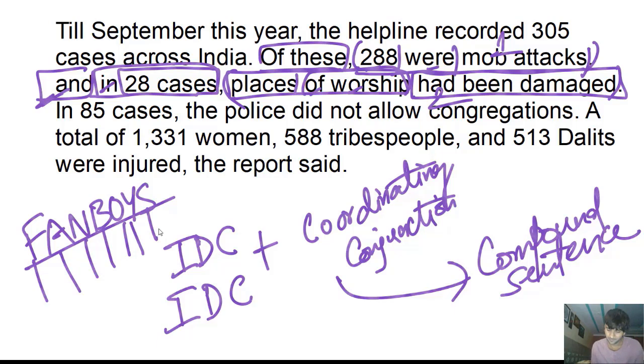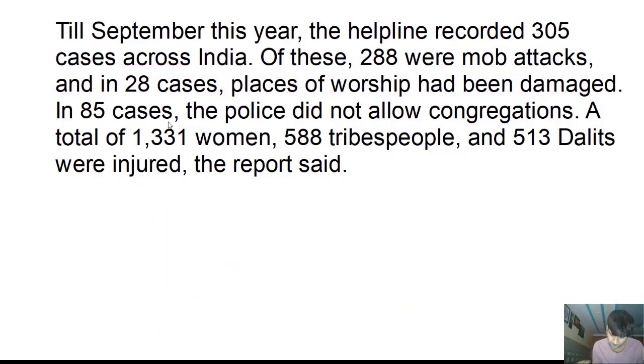Okay. So, out of these 305 cases, 288 were mob attacks, and in 28 cases, places of worship, that means churches, in these cases, had been damaged. All right, beautiful.